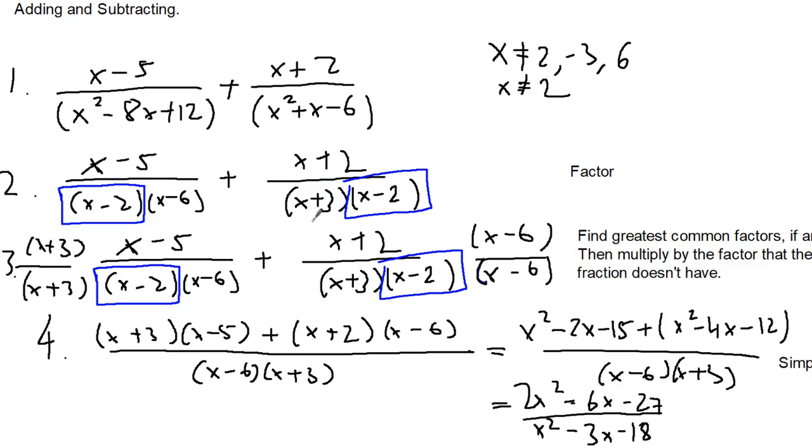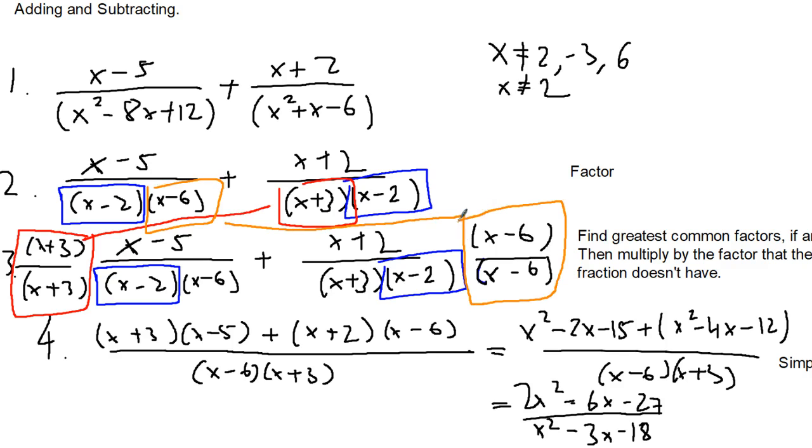You take the one that's not the same on each side. For example, x plus 3 right here. And then you multiply it to the other side. So x plus 3 is not on this side, so you multiply it to this side: x plus 3 over x plus 3. Then you take this x minus 6 right here. This is not over on the other side, so you multiply it to the other side as well. So now you have x minus 6, x minus 6.